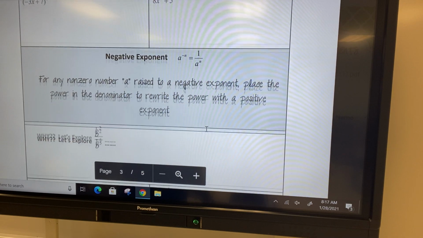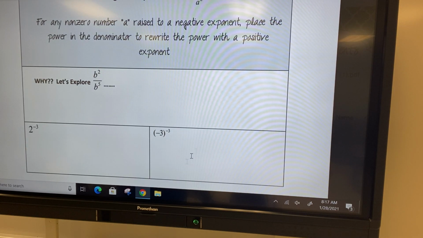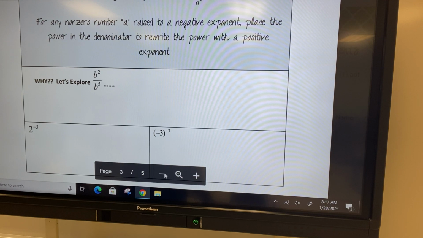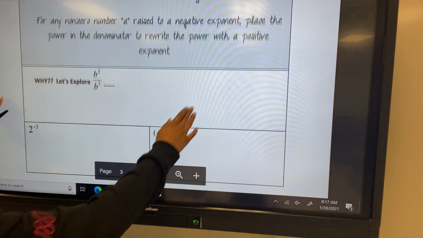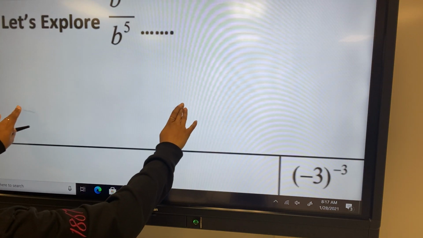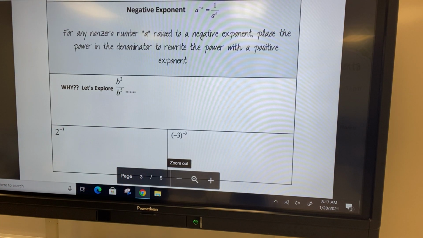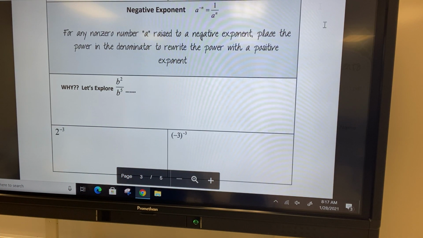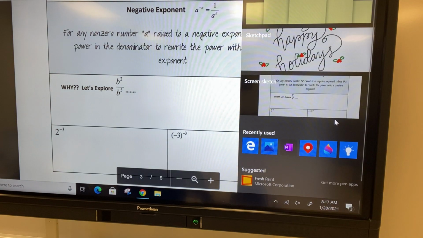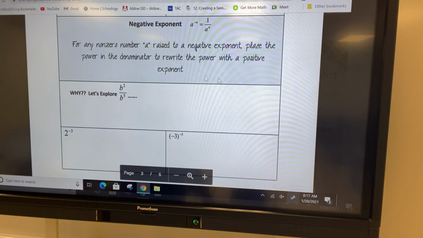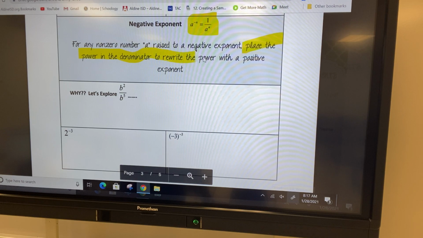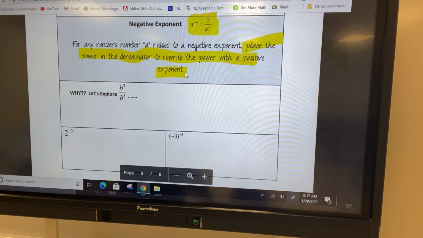Next, we're going to talk about a negative exponent. All right, so the negative exponent rule says that if you have a negative exponent, we get rid of the negative exponents by turning this into a fraction and moving it down to the denominator. All right, so you're going to place the power in the denominator to rewrite it with a positive exponent.